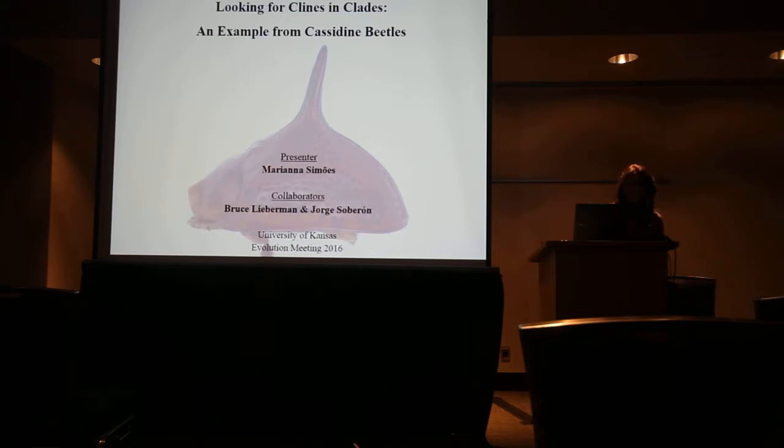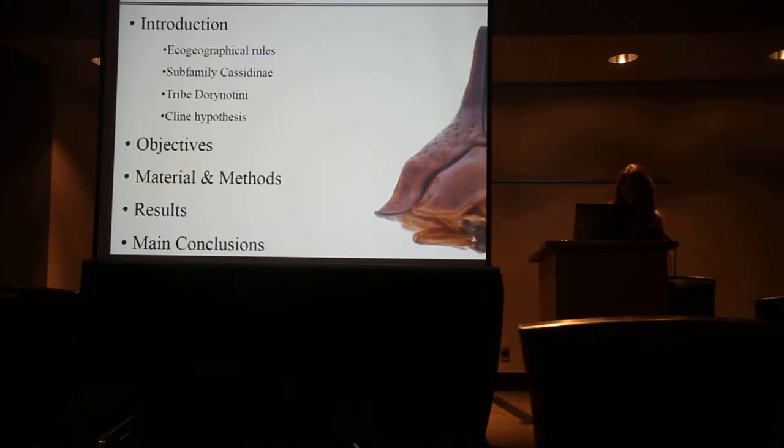Chapter 3 of my dissertation, which is understanding the correlation between environmental morphology and the subfamily Cassidinae. So the outline of my presentation includes giving a brief introduction to what ecogeographical rules are, how they apply to the group that I'm working with, and how I tested for it.